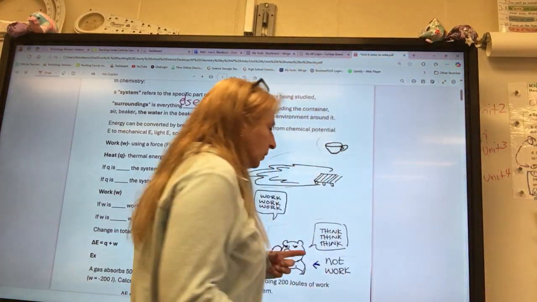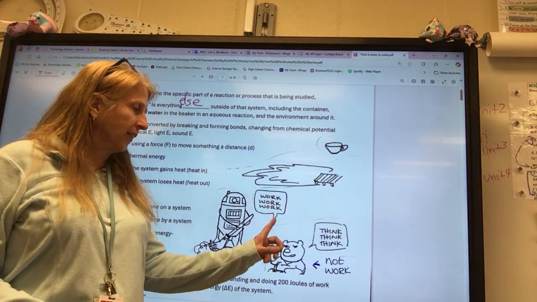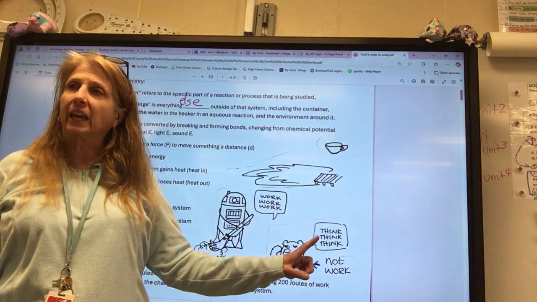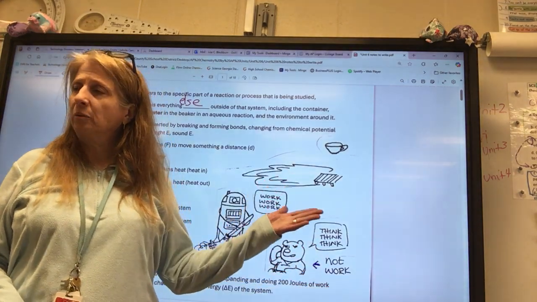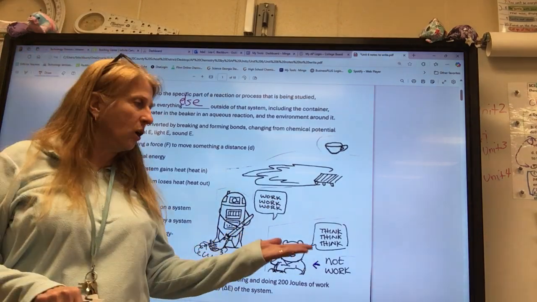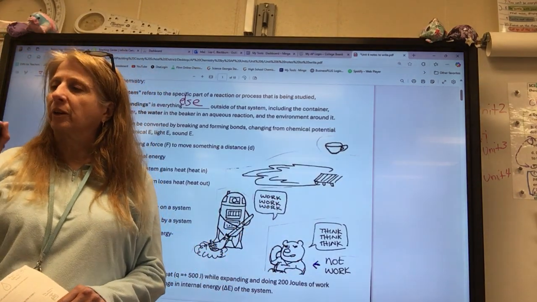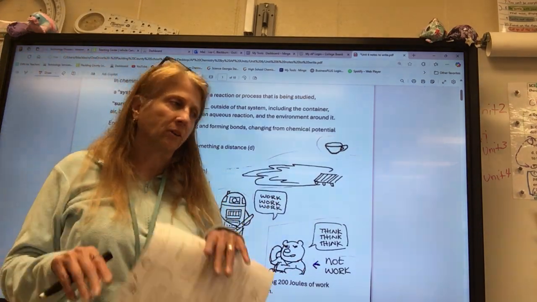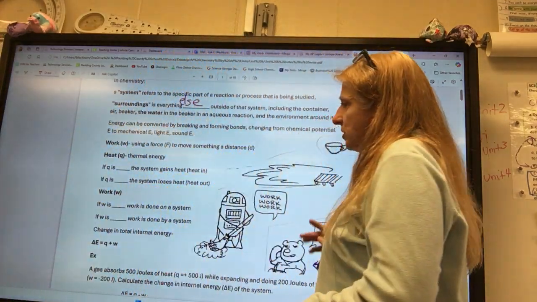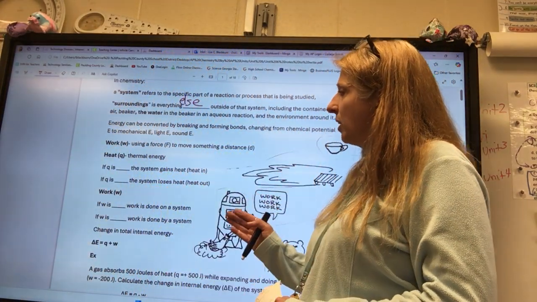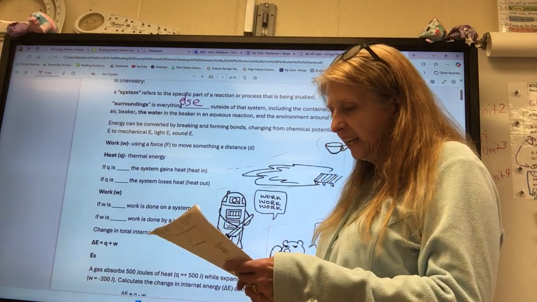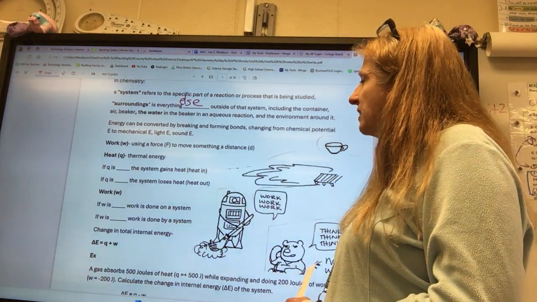But Winnie the Pooh is thinking. And he's saying, think, think, think. But thinking is not work because you're not using a force to move something a distance. So homework is not work except when you move your pencil or type on your keyboard. Then you're using a force to move something a distance. So we talk about work and energy and heat in chemistry.